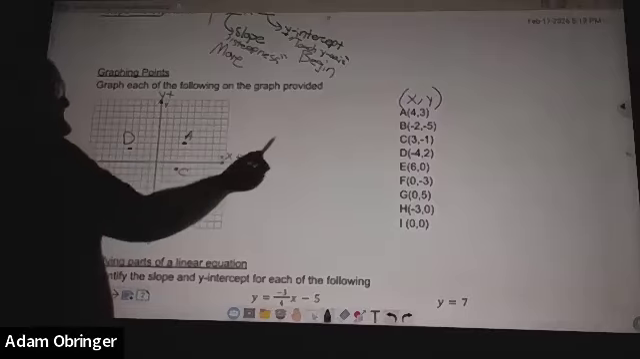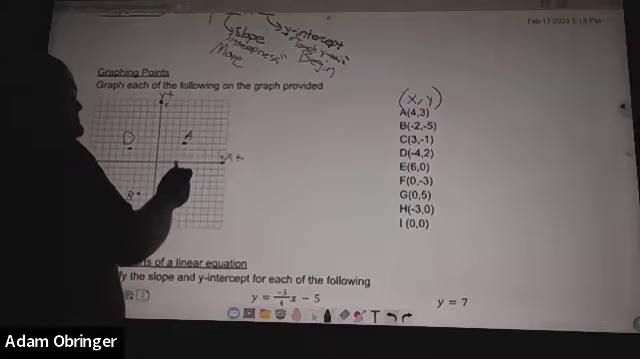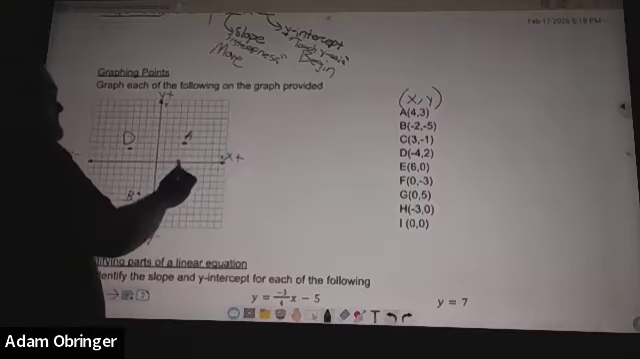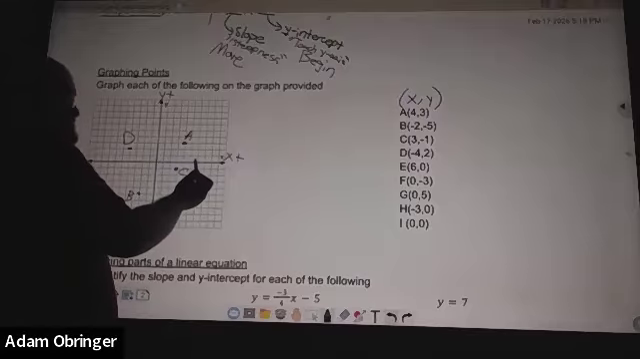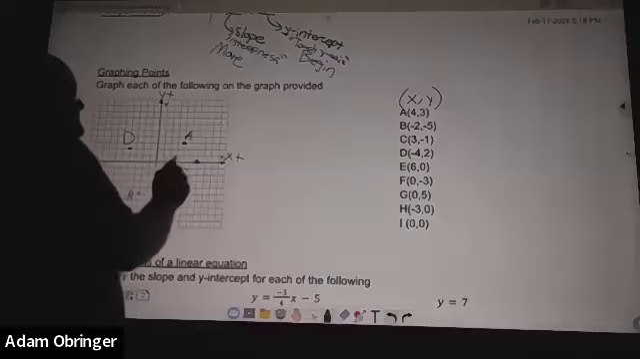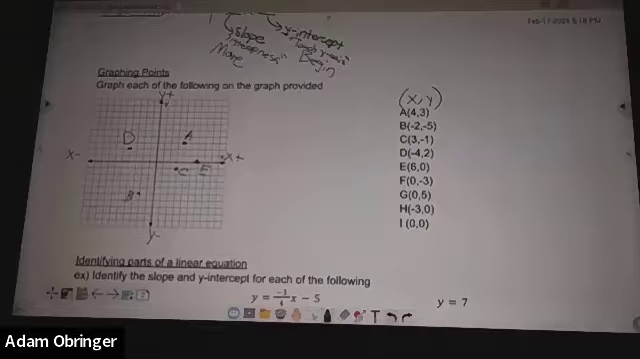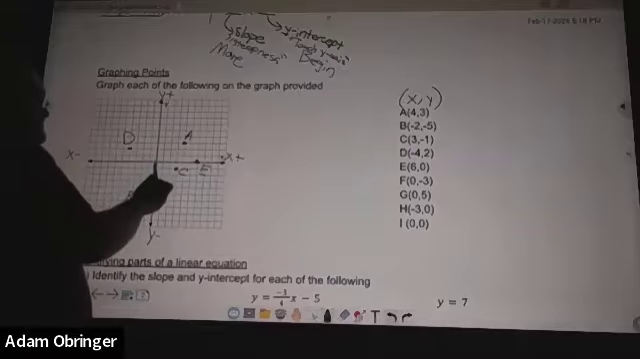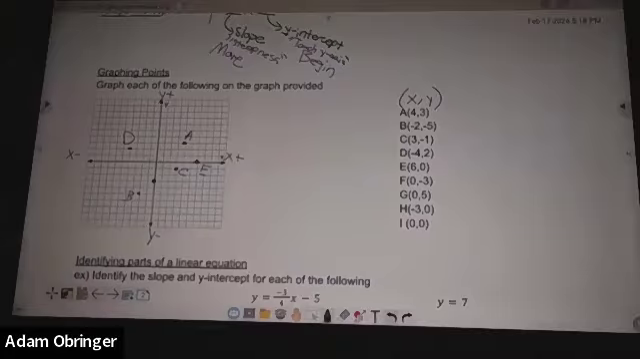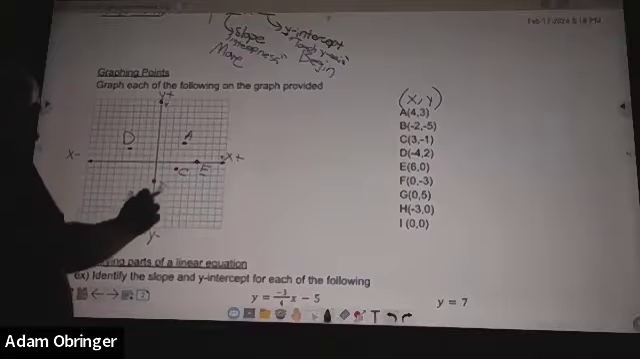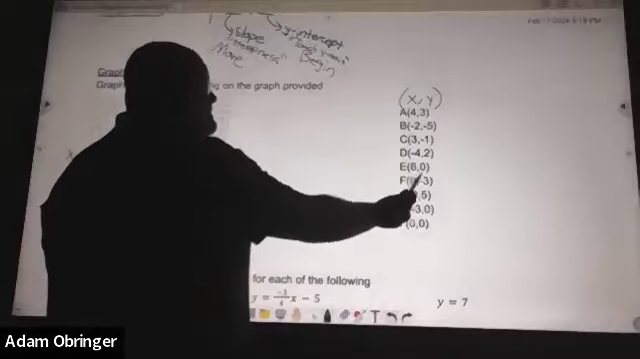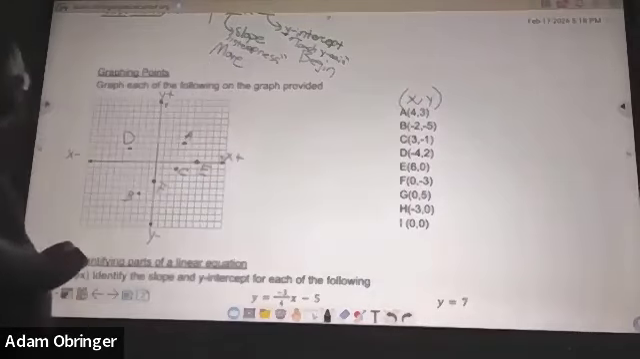E is 6, 0. We're going to count right 6 because it's +6. 1, 2, 3, 4, 5, 6. And a 0 tends to throw people off, but you really just don't move. I don't go up, I don't go down, so it's right there on the axis itself. This is E. F is at 0, -3. That's F. Notice I did not move left or right, and I went down 3.